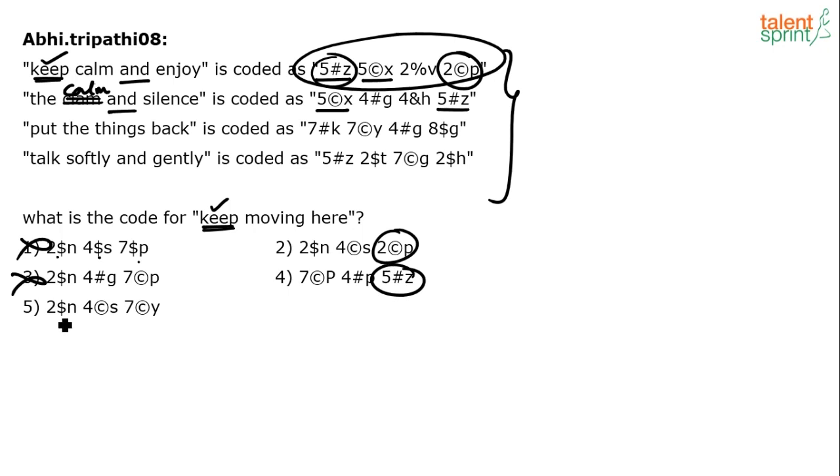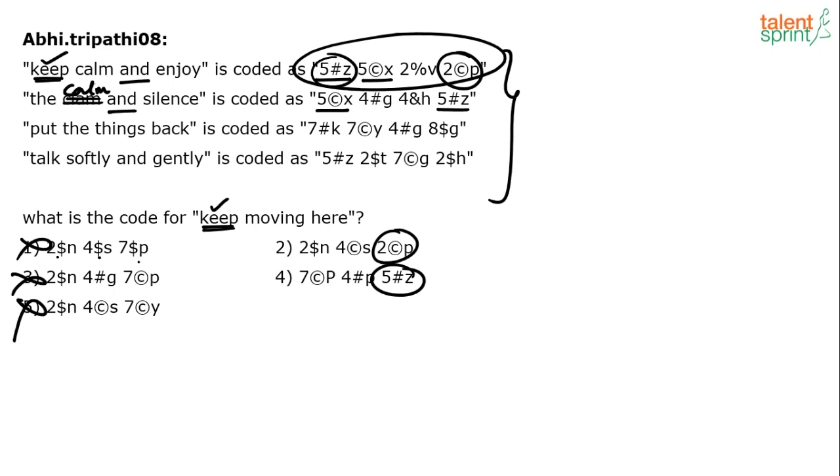Similarly, fifth option, $2N not available, 4 copyright S not available, 7 copyright Y not available. So I think 3 options have got eliminated straight: option 1, 3 and 5. The answer should either be 2 or 4. So even if you don't get any further logic, you make a guess between 2 and 4. There is a 50-50 chance that your answer would be correct, and that's a good risk to take in my view, right?